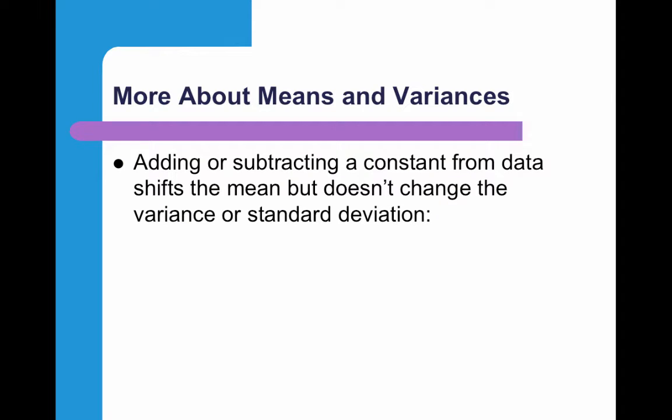Adding or subtracting a constant from the data will shift the mean, but it doesn't change the variance or standard deviation. So we first started learning about this concept all the way back in Unit 1 when we were dealing with the normal model. Those rules that we learned then apply now. So adding or subtracting will shift the mean, but it won't have any effect on your range or your measures of spread. So it won't affect our standard deviation or variance.